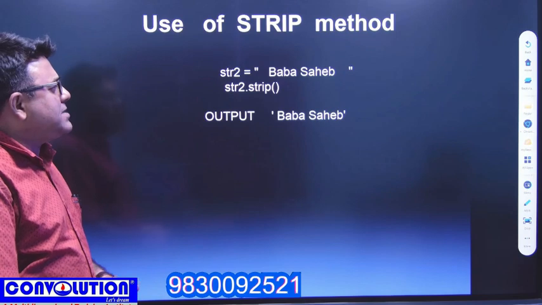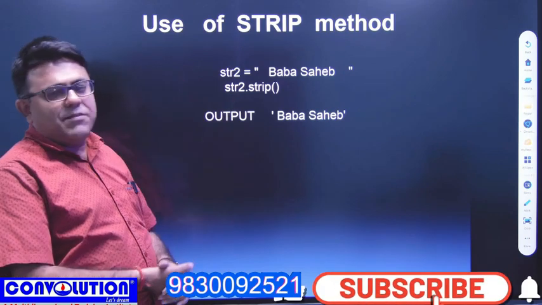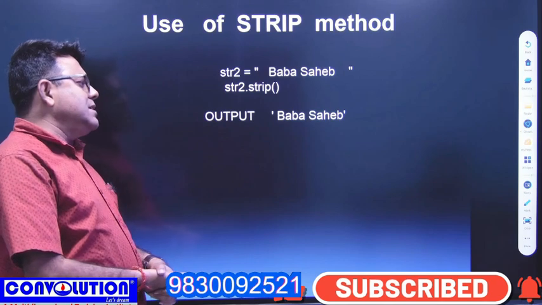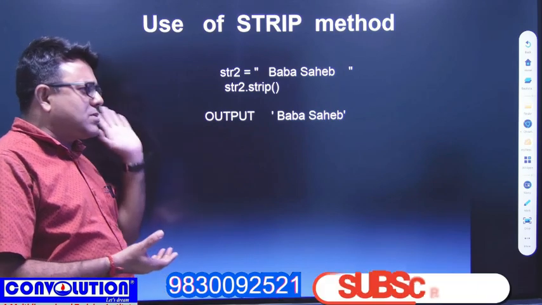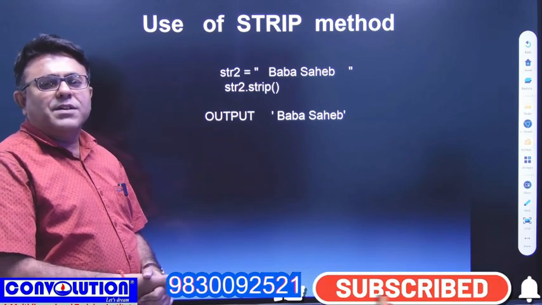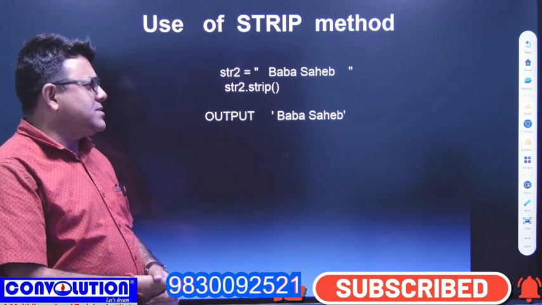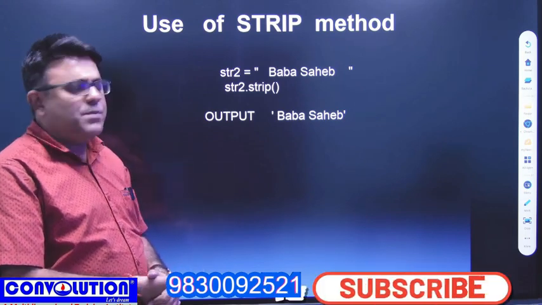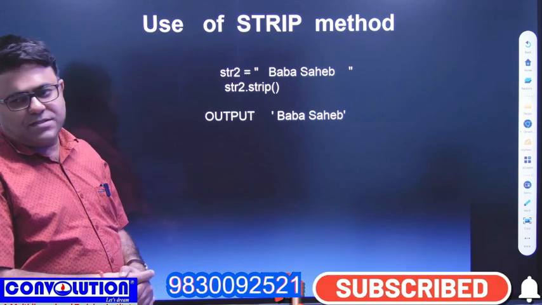Next, see Baba Sahib. On both the left and right sides, we have space, but now we are using the strip method. So in this case, what is the strip method doing? It is removing the space from both the left as well as the right-hand side. So we have seen the different applications and functions of the rstrip, lstrip and strip methods.